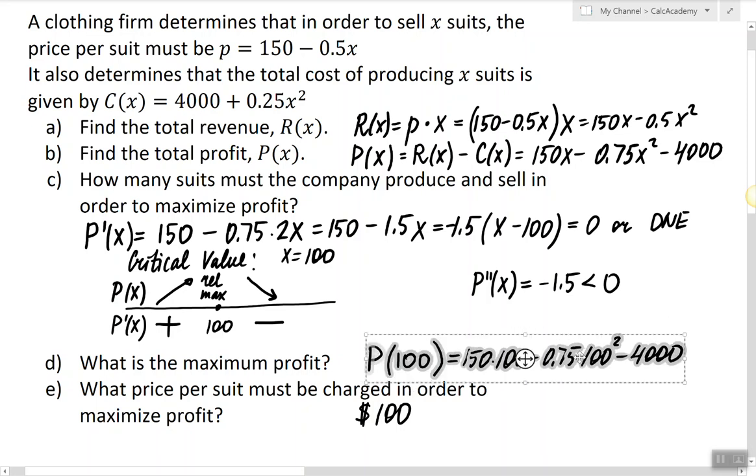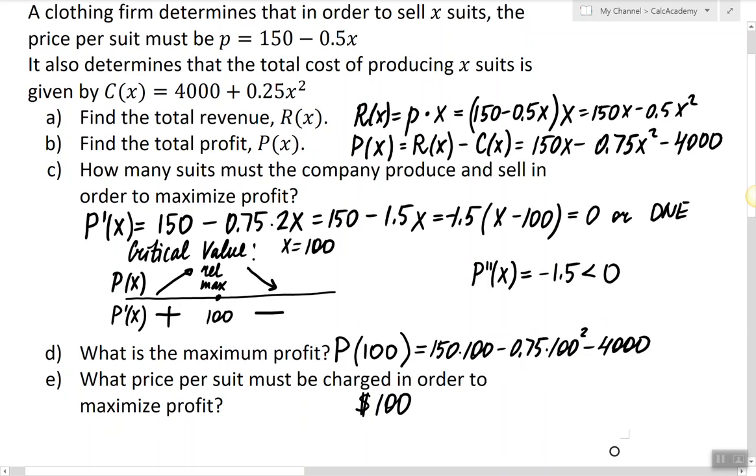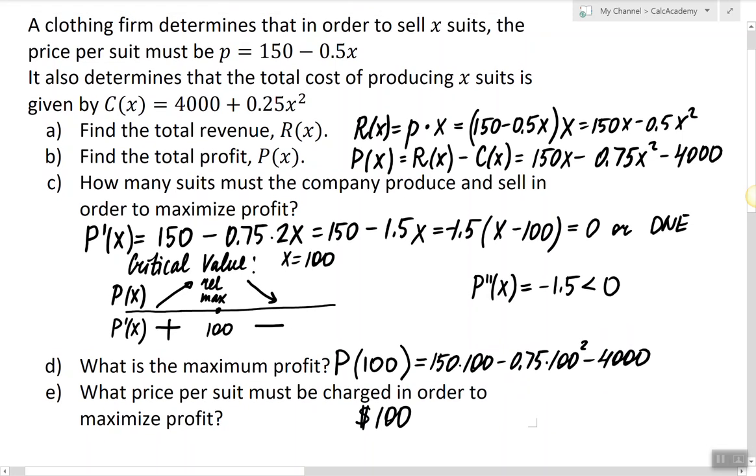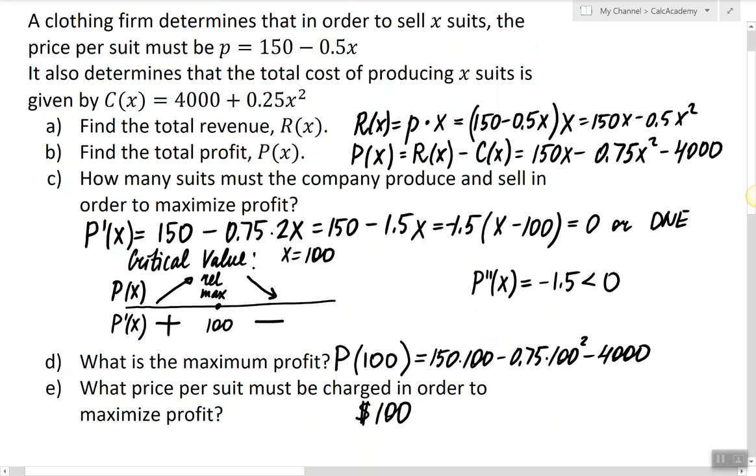So we have 15,000 minus, so here we have 10,000 times 0.75, it's 7,500. So we have 15,000 minus 11,500, which is $3,500. So the maximum profit is $3,500, and the price that we have to charge to obtain that profit is $100 per suit.